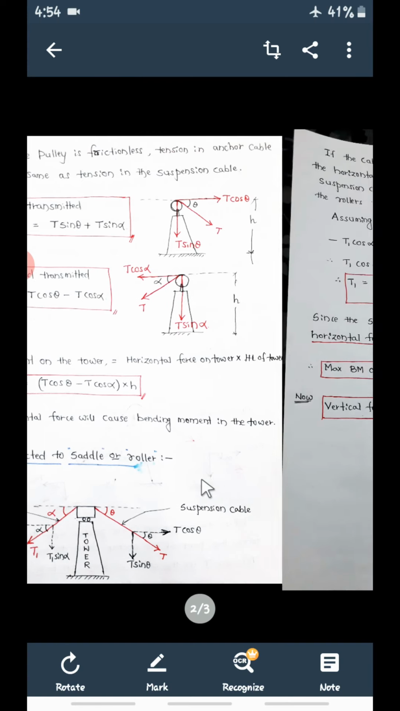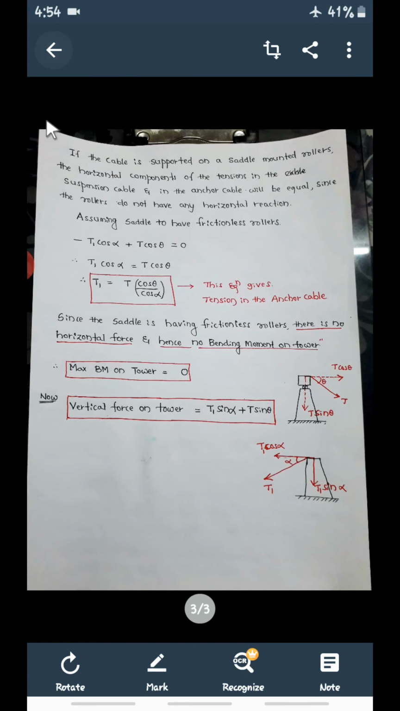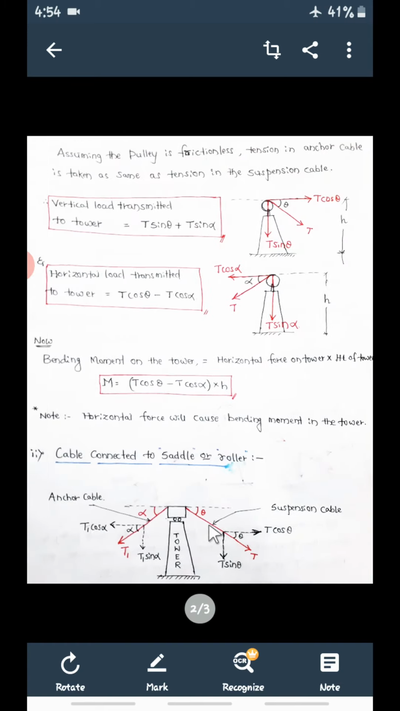Right, so next, if the cable is supported on a saddle and the saddle is mounted on rollers, the horizontal components of the tension in the suspension cable and in the anchor cable will be equal. The horizontal force will be equal since the rollers do not have any horizontal reactions. Since the rollers are provided here, no horizontal reactions will be there, only vertical reactions.